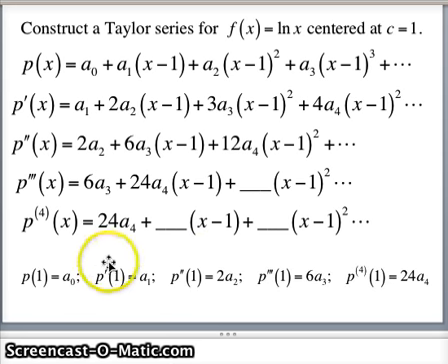So p of 1, everything goes away, a naught. P prime of 1, everything goes away but a1. P double prime of 1, everything goes away but 2a2. P triple prime of 1, 6a3. P quadruple prime of 1, 24a4.